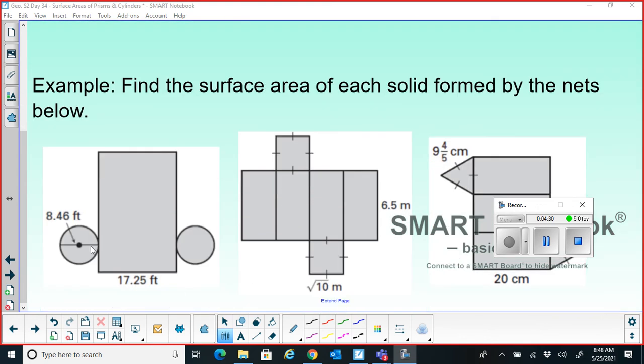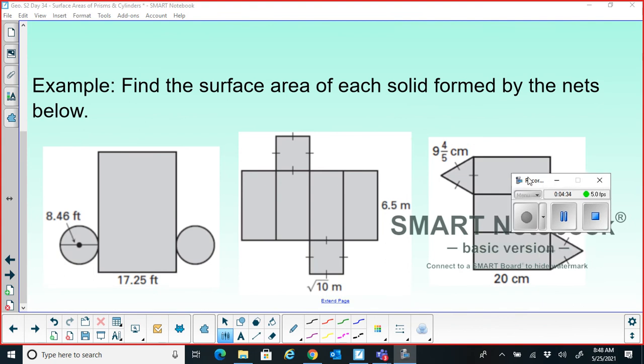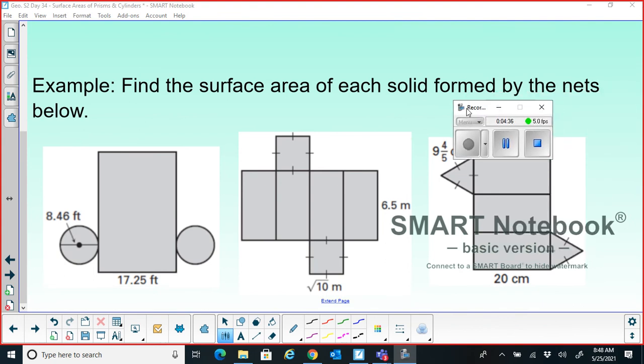Okay, let's see a few examples. I have the first one. They have laid down the net and they're asking me to find the surface area. I want you all to do the second and third on your own. The first one I'll show you.